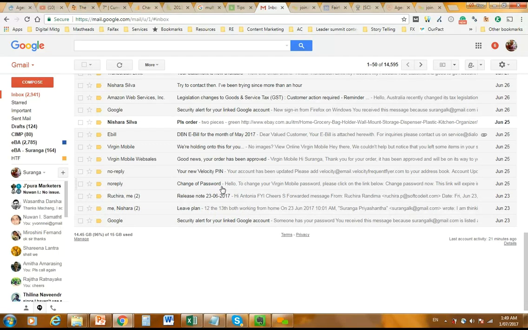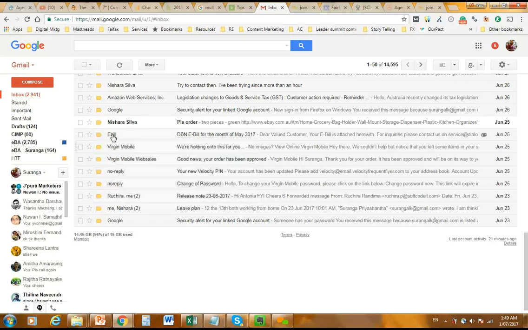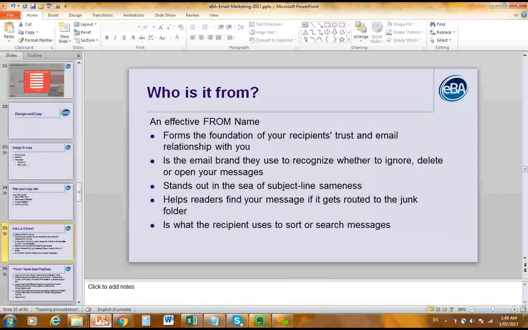Like, is it from my bank or my, what do you call, the insurance company or my university? So there should be a way of identifying yourself. E-bill: I get hundreds of bills every month, and I don't know what this bill is. So identifying the from name with a proper brand is very, very important.